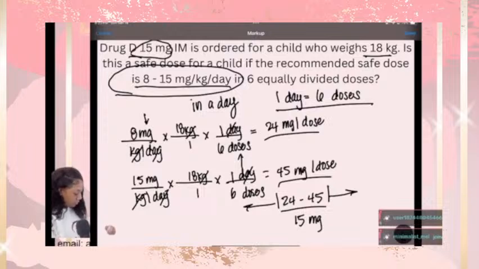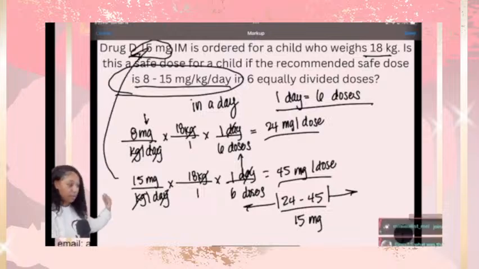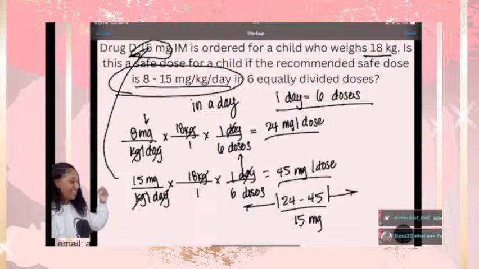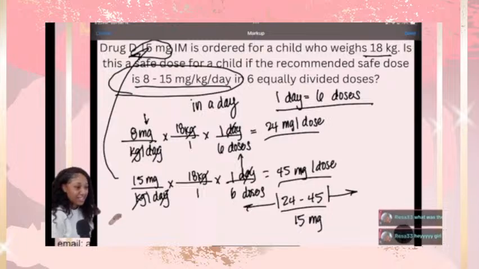So then you look back at the order, and I saw that they wanted 15 milligrams to be given. It's just saying 15 milligrams. So that's one dose, assuming it's one dose. If it's not saying again or divided or whatever, that's one dose. One dose, and that's that.